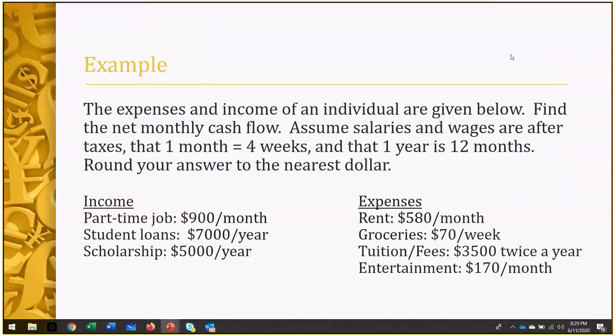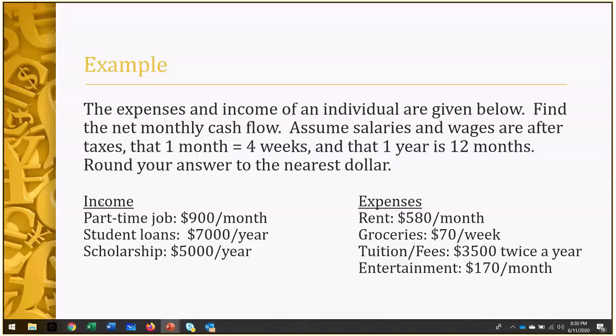All right, so in this problem, they are now asking to find the net monthly cash flow. They give you expenses and income for this person here. It says to assume salary and wages are after taxes, that 1 month is 4 weeks, and 1 year is 12 months, and to round to the nearest dollar. So don't overthink this and try to take taxes out or Social Security or anything like that. Income here is just take home pay.